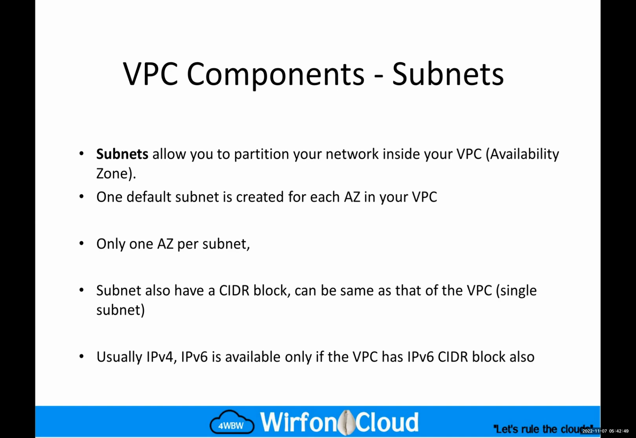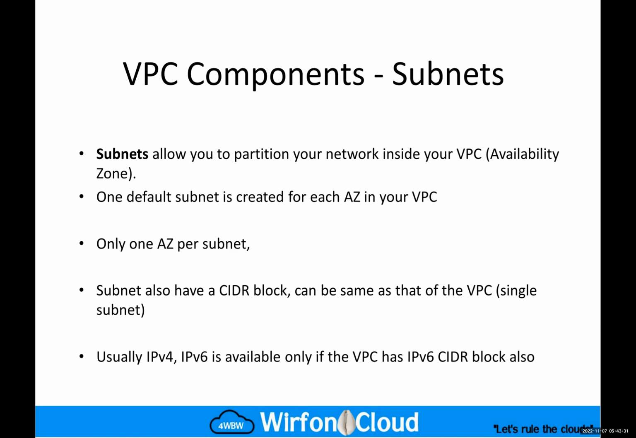And the subnet in AWS belongs to exactly one availability zone. So just like the VPC cannot span multiple regions, a subnet cannot span multiple availability zones. Subnets also have their own CIDR blocks, and these CIDR blocks can at most be the same as the CIDR block of the VPC in the case where you have just one subnet within the VPC, or the subnet's CIDR block can be a subset of the CIDR block of the VPC.